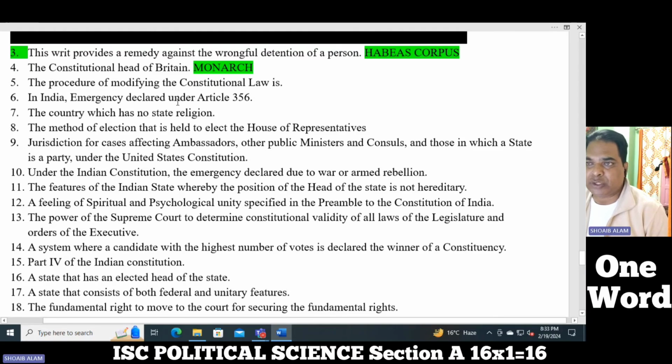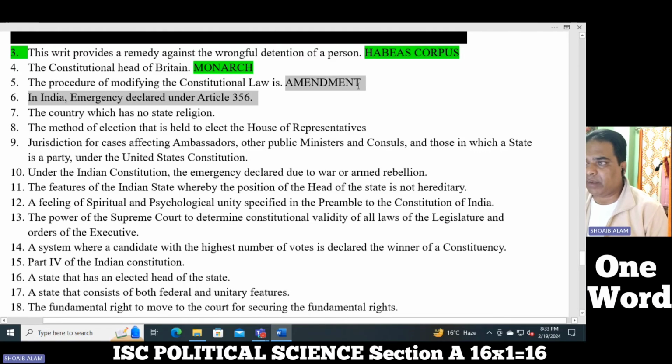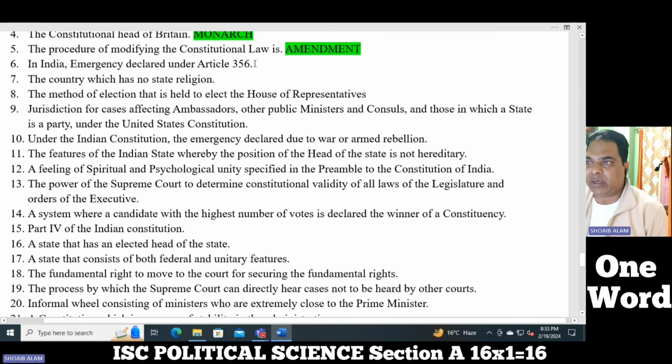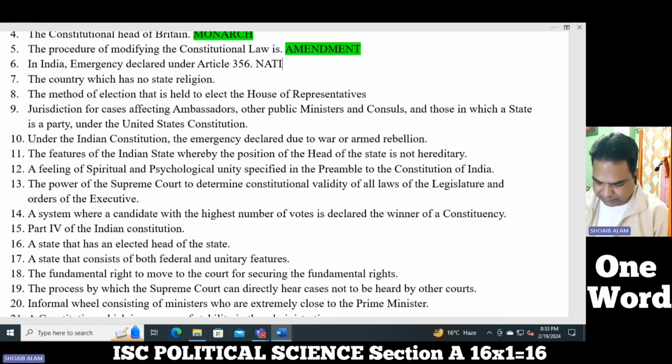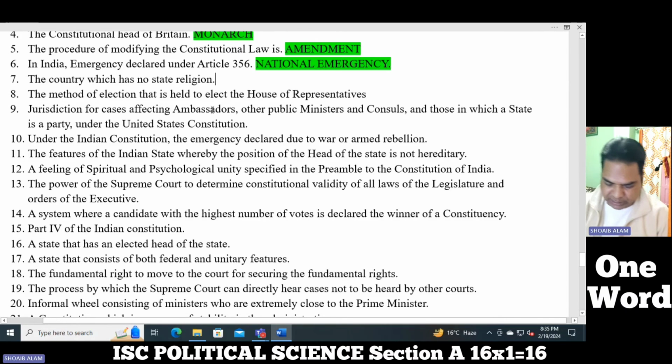King. The procedure of modifying the constitutional law is called amendment. Okay, it is called amendment. Modifying changes. In India, emergency declared under 356. It is a national emergency. The country which has no state religion, secular. It is called secular. The country which has no state religion is called secular.